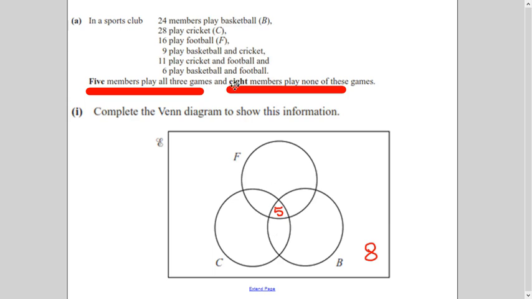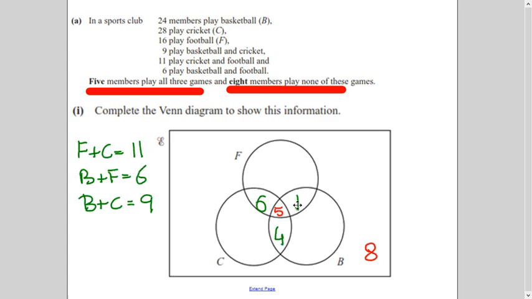Right? Similarly, cricket and football, 11 people. Now this is cricket, this is football, so this is the common portion. This one. So cricket and football, 11. What should come here? 11 minus 5, because all together it is 11. Similarly, basketball and football, 6 people, which means the sum of this should be 6. So what will come here? 6 minus 5. So this is how you will fill this up.